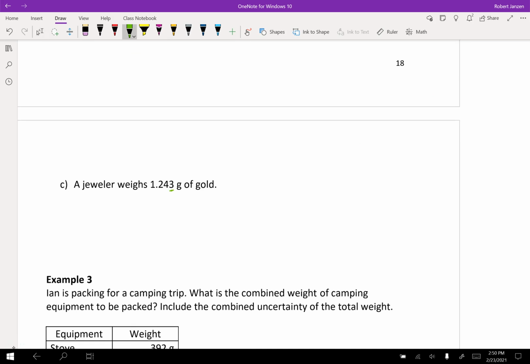Let's look at this one. What is the precision? The precision is 0.001 grams. Okay, so my uncertainty would be half of that, so that would be decimal 0.0005 grams. Okay, and it's plus or minus.